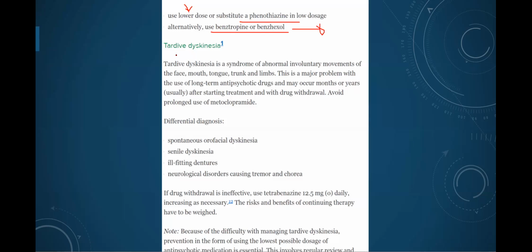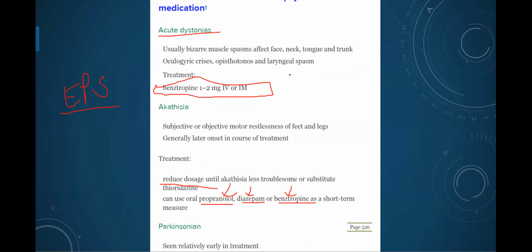Tardive dyskinesia. What is tardive dyskinesia? Remember, it's a long-term antipsychotic drug complication, so it will not come immediately. Tardive dyskinesia is involuntary movement of the face, mouth, tongue, and trunk. So the patient will have abnormal movement of the face, mouth, tongue, trunk, and limbs. Tardive is a long-term complication, whereas dystonia is an acute complication. This is how you can differentiate.